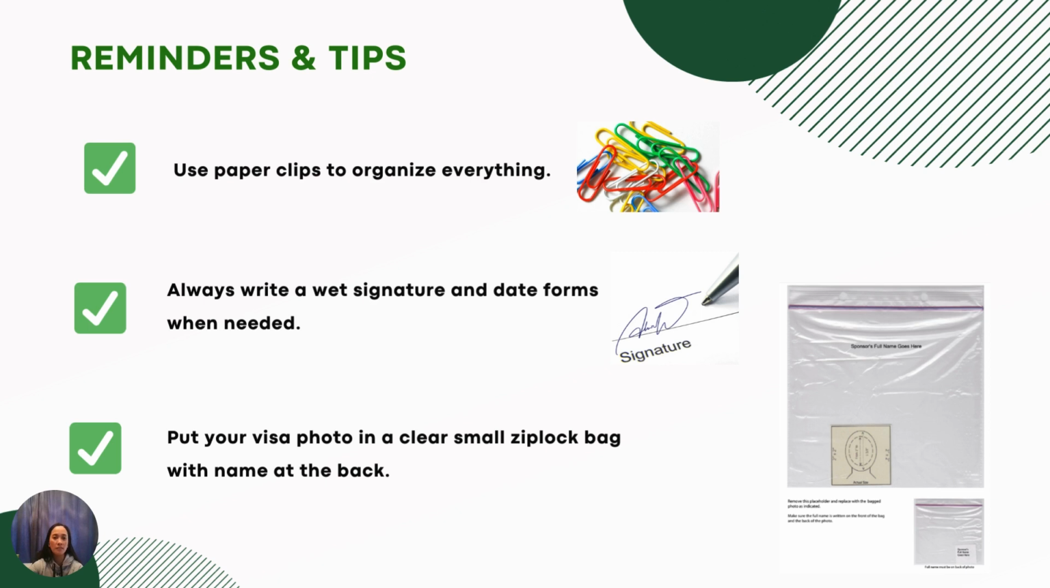Just reminders and tips for everybody out there who is planning or has not yet filed the petition. You can use paper clips to organize everything in a folder. Don't forget to sign and put a date on forms when needed, especially the I-129F, where the petitioner needs to sign and put a date on it. For your visa photo, since it's very small, you can use a clear small Ziploc bag and write a name at the back of your visa photo, one for the petitioner and one for the beneficiary.